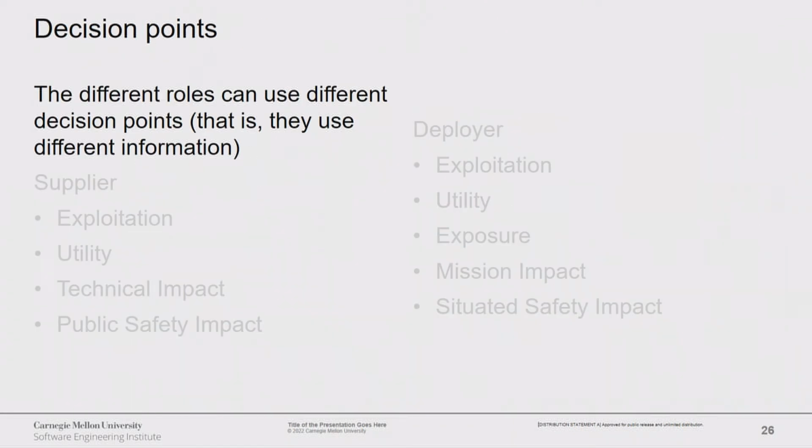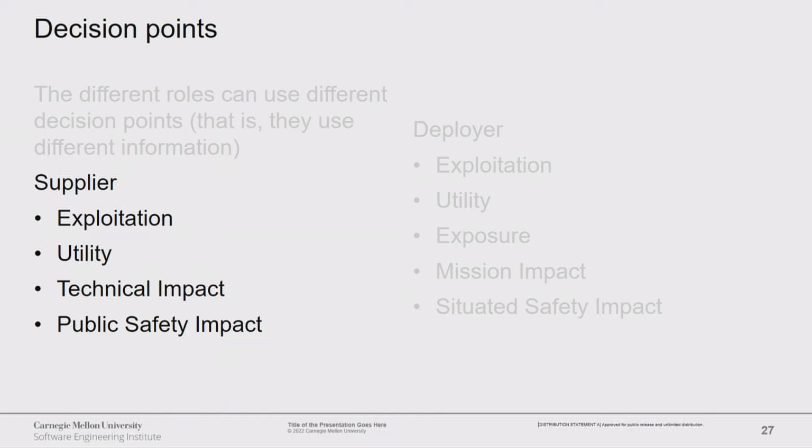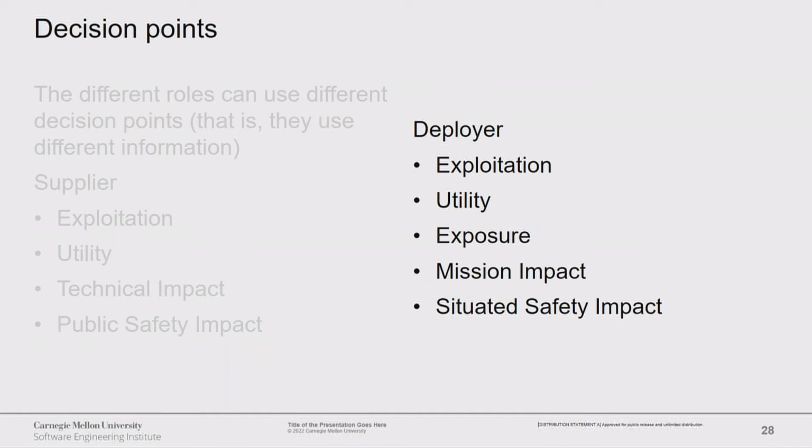So we have different decision points for different roles. I think that should be obvious, right? Vendors know different things than suppliers. Suppliers know different things than deployers. Some of them are going to be shared. So the supplier knows, or I recommend that the supplier can answer, these 4 or 5 questions. The deployer can answer these, and it's useful for them to answer these. I think that maybe this is a little bit too many, and I'm going to try to get rid of one of them in the version 2.1 release, but we're going to see how that goes.